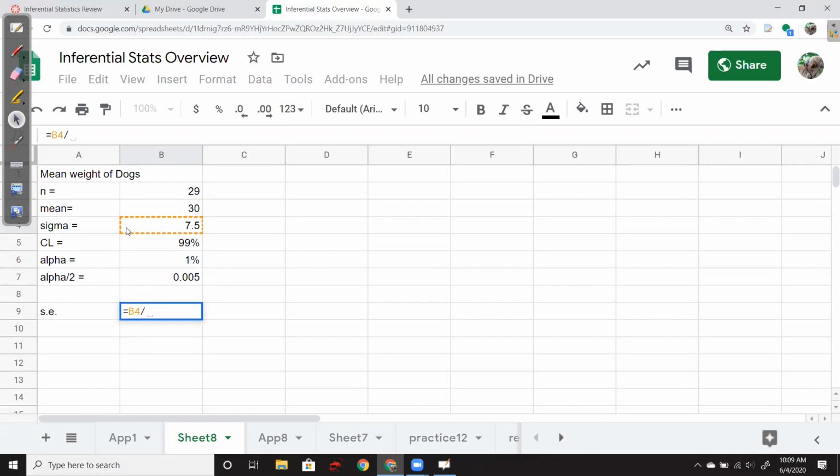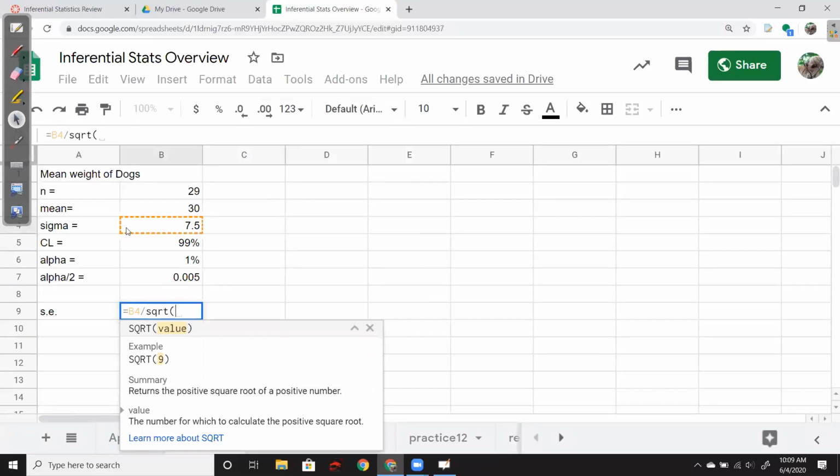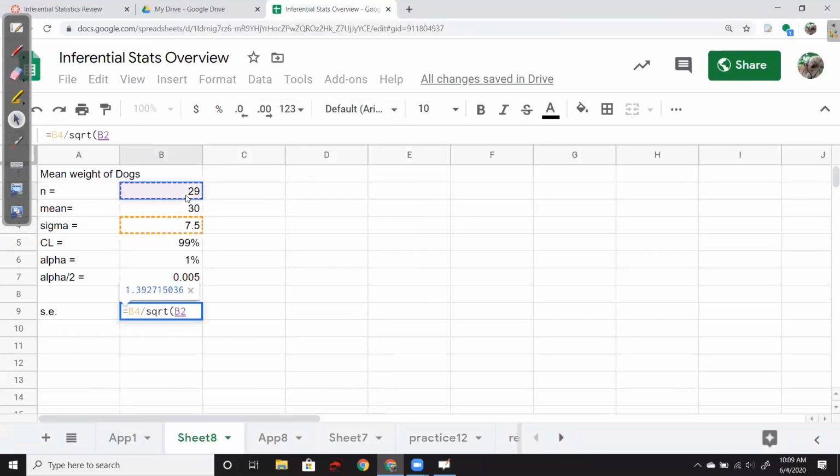Let's see, I got a couple questions. Which pre-built spreadsheet should we use? Good question. I'll take a look at that in just a sec. Just get this calculated from a picture. All right, so about 1.4-ish is what that ends up being.